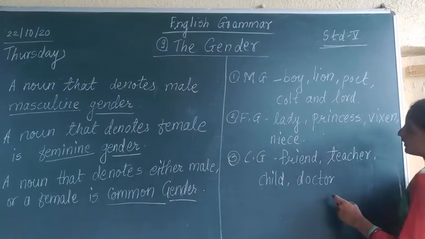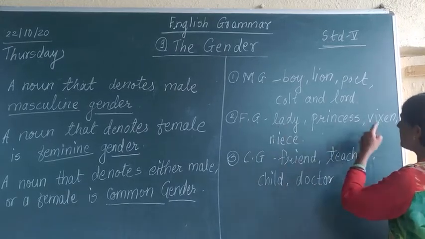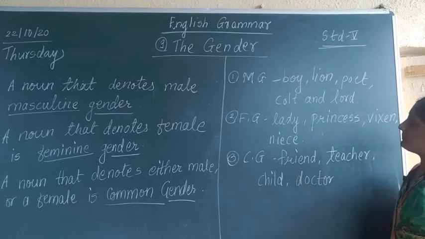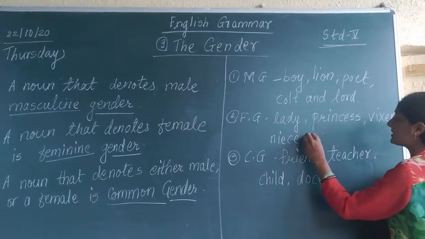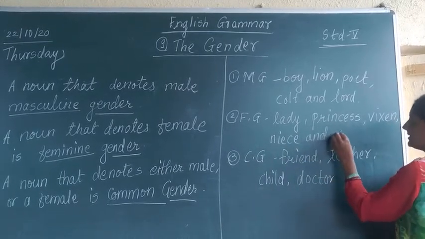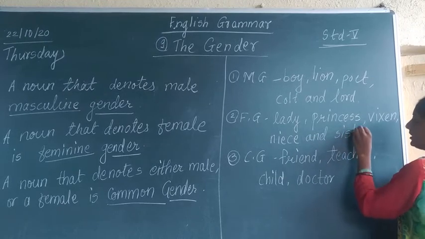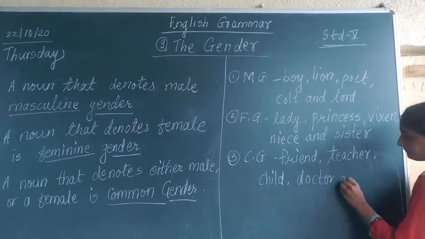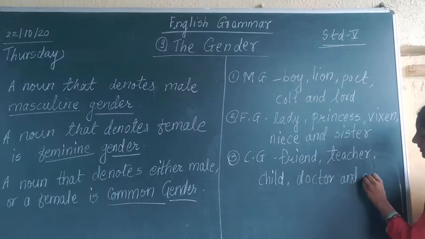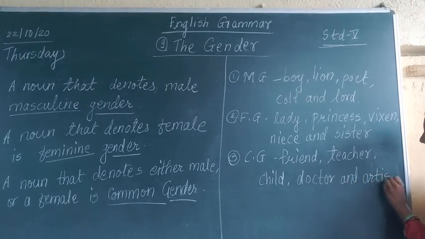One more example is required here. Lady, princess, vixen, niece. Five examples we have to give. Give here one more example. Sister. Yes, sister will work here. And here one example of common gender. Artist. Now let it be any artist. It can be male or female.